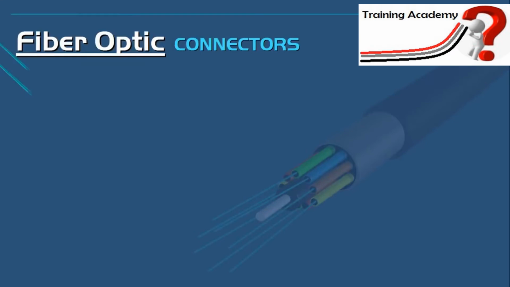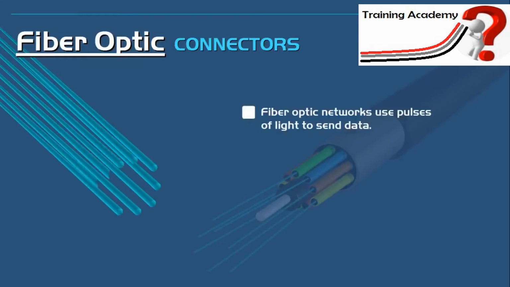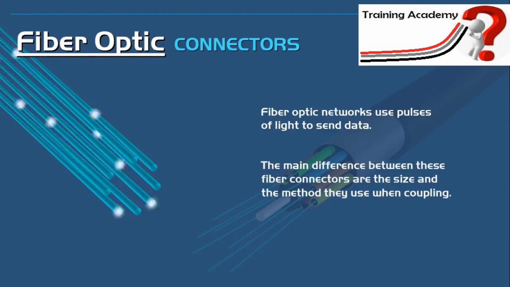Now we're moving on to fiber optic connectors. Fiber optics allows a pulse of light to go down the network, and I will now cover a selection of connectors. The main difference between these fiber connectors is the size and the method they use for coupling.